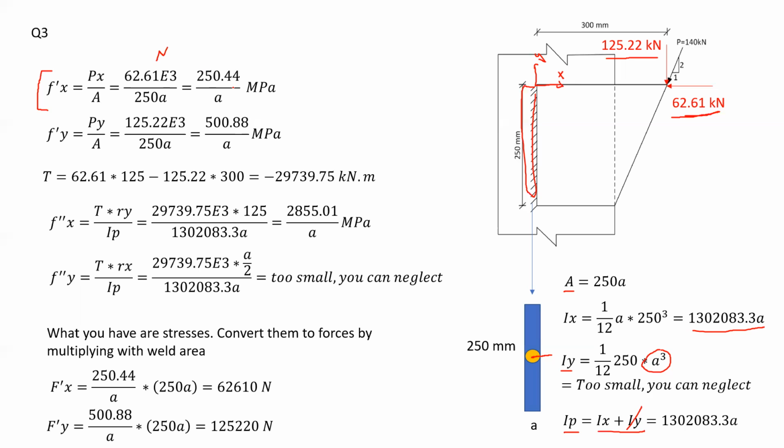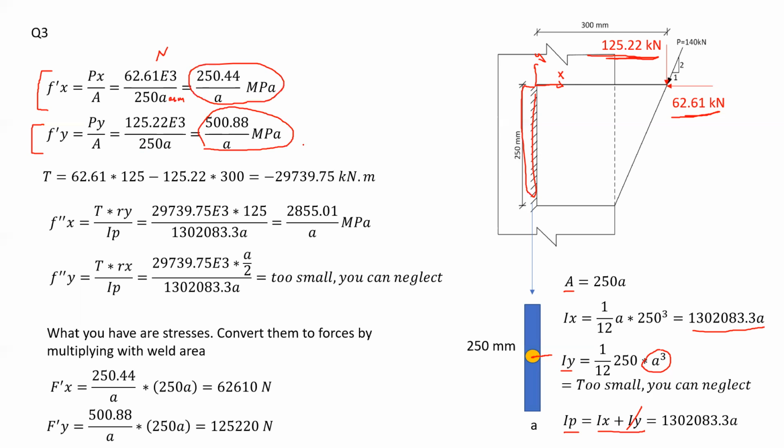250.44 divided by A, and it would be megapascal. Now, after that, of course, if you're considering this as millimeters, it would be megapascal. Now, if we consider the stress in the y direction caused by the force in the vertical direction, I have 125.22 thousand. This is the force. And divided by the area 250A, here you would obtain your stress in the y direction. So I have the stress in the x direction and the y direction.